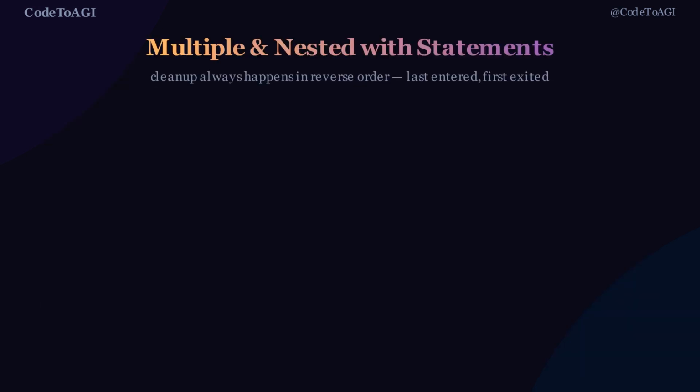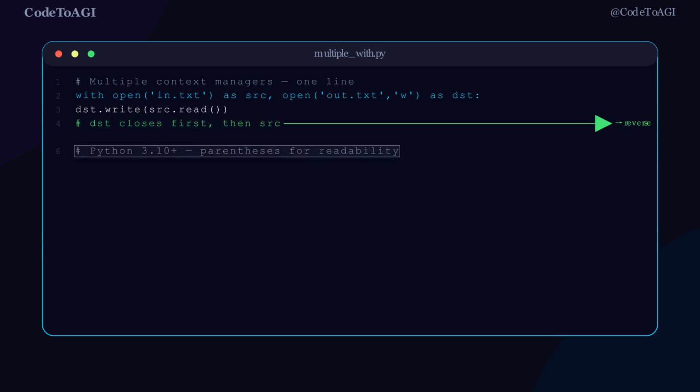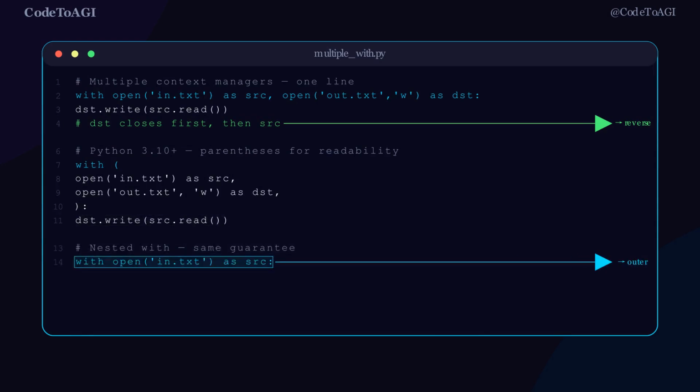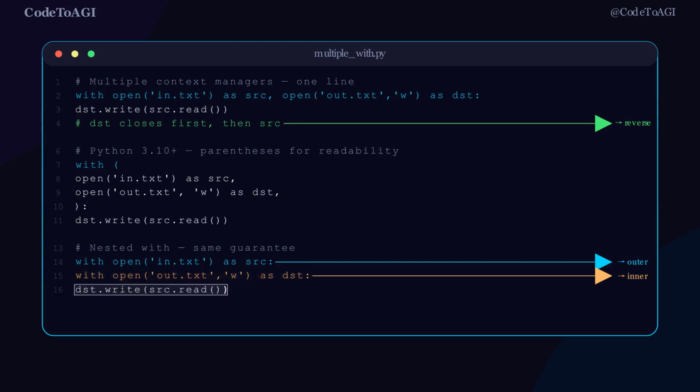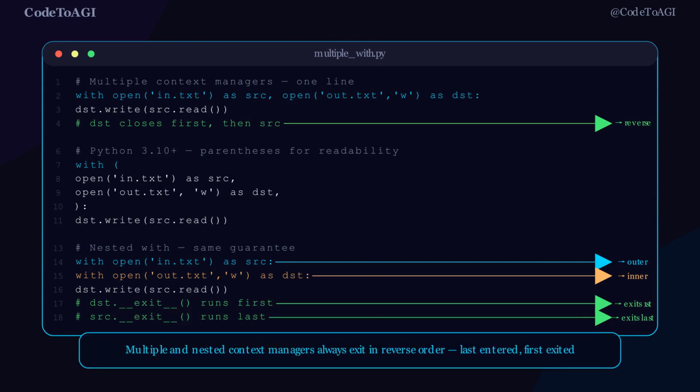You are not limited to one context manager per with statement. Look at the code. With open('in.txt') as src, open('out.txt') as dst. Both files open together and both close together in reverse order. dst closes first, then src. Since Python 3.10, you can also wrap multiple context managers in parentheses across several lines for readability. Same behavior, easier to read.